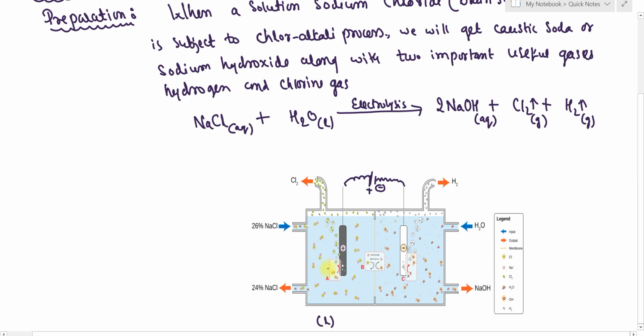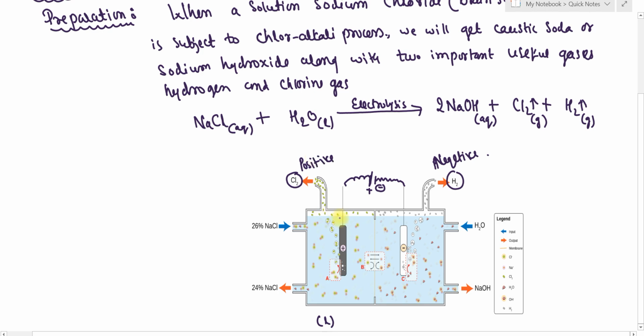When the current flows through the solution, what do we get? Hydrogen and chlorine gases are liberated in different chambers. At the cathode, hydrogen gas is liberated, and at the anode, chlorine gas is liberated. Remember students, at the negative terminal hydrogen gas is liberated, and at the positive terminal, what is liberated? Chlorine gas is liberated.